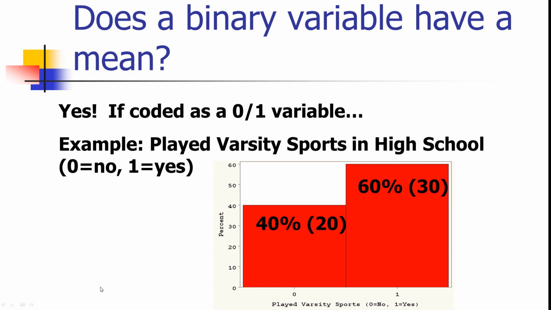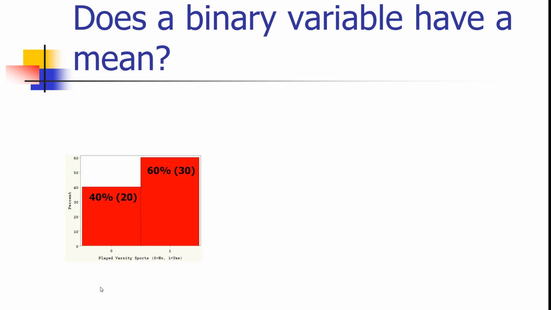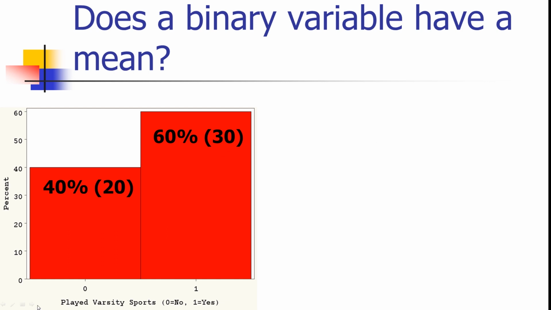So again, here's the histogram for played varsity sports in high school. 30 or 60% of my sample had played varsity sports, 40% had not. What if you thought of that as a series of zeros and ones? How would you calculate the average? So let's do that. How would I calculate the average here?